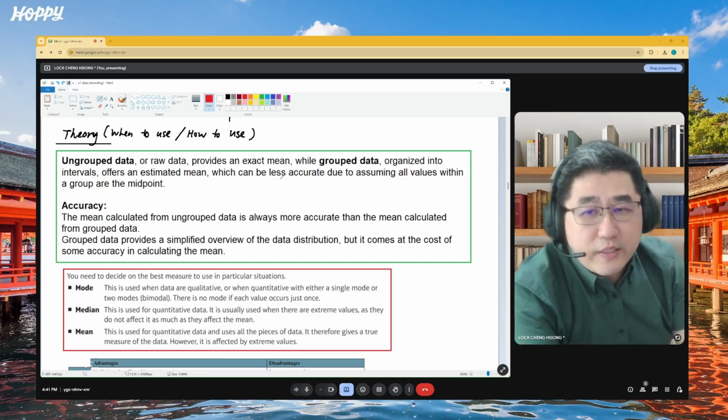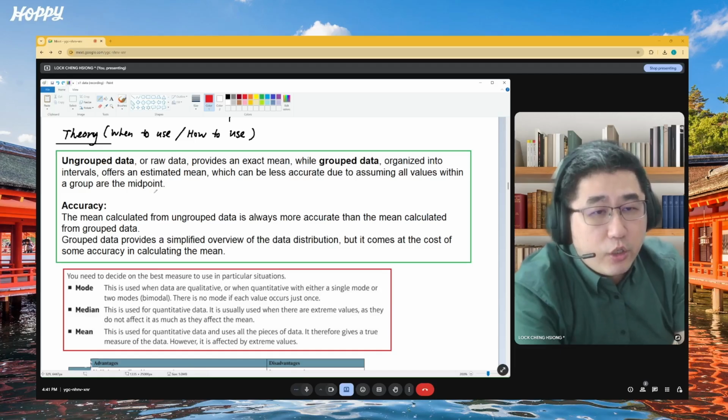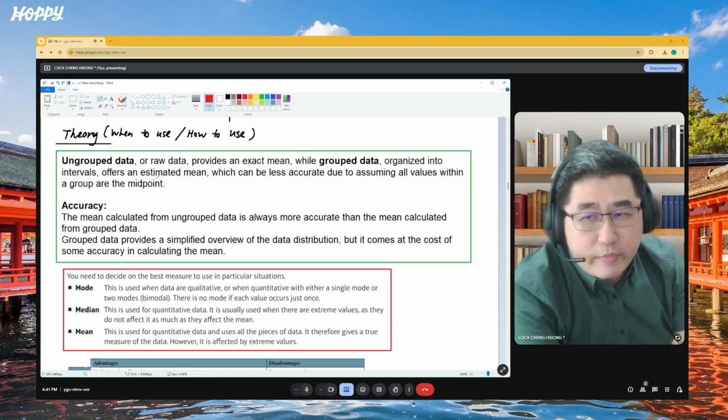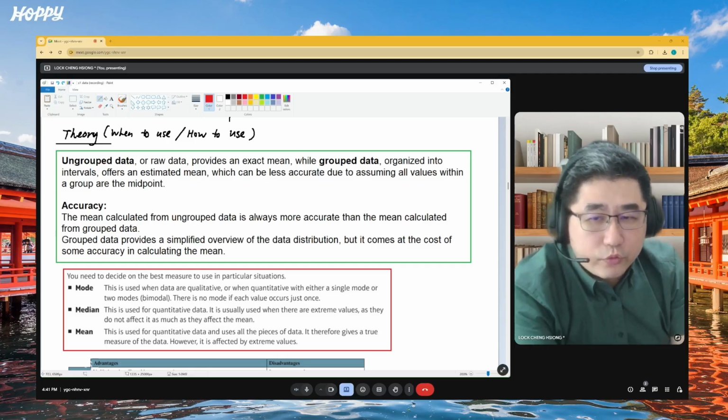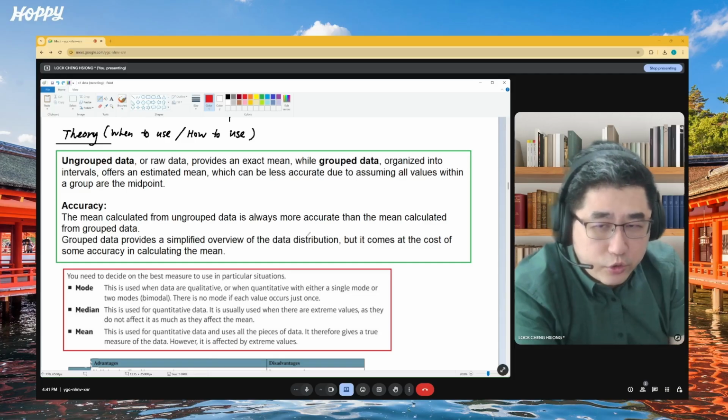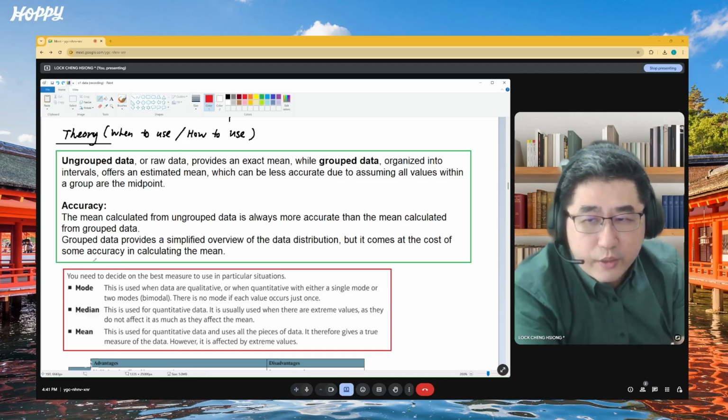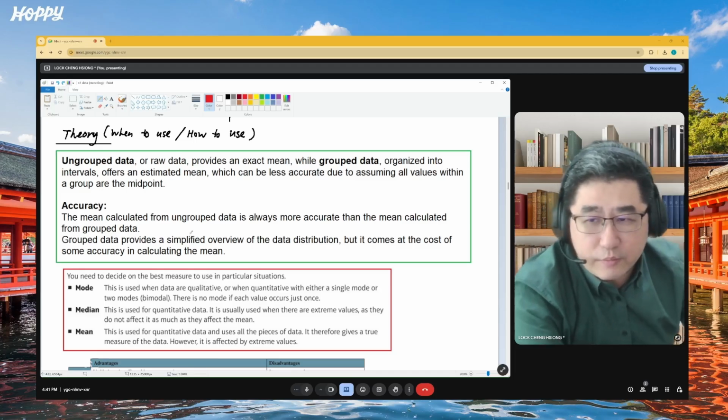It can be less accurate due to assuming all values within the group are at the midpoint. When we calculate the average, we use the midpoint, isn't it? Therefore, it's an estimated mean. Accuracy: the mean calculated from ungrouped data is always more accurate than the mean calculated from grouped data. Grouped data provides a simplified overview of the data distribution, but at the cost of some accuracy in calculating the mean. It's just talking about the same thing.